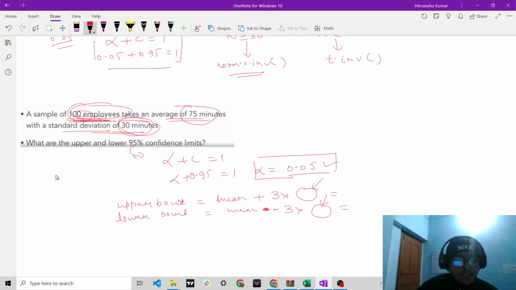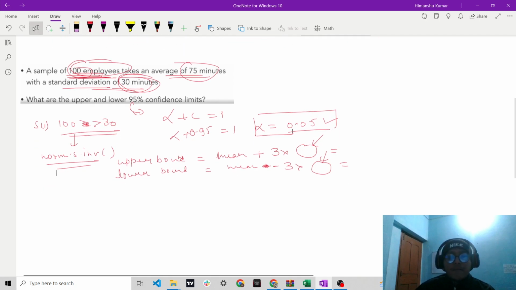The sample size is 100. Step 1 is the sample size. It is 100 and it is greater than 30. And if it is greater than 30, in that case, as I have said, we will be using the norm.s.inv function in Excel. So we have been provided the value of alpha and the sample size.